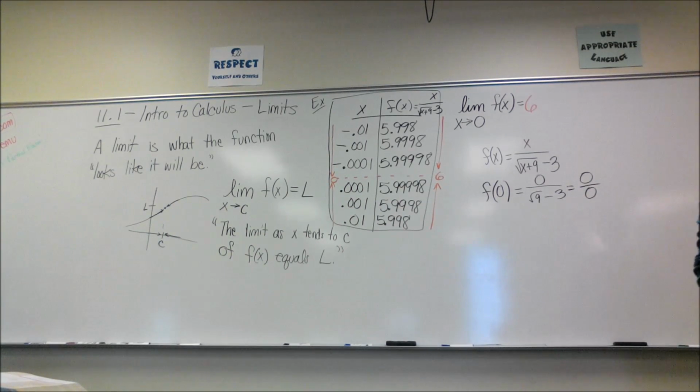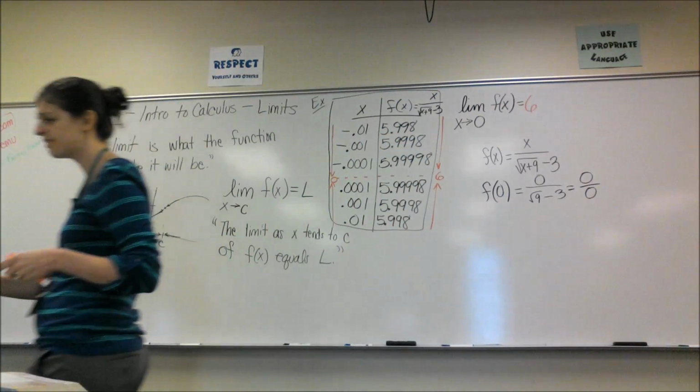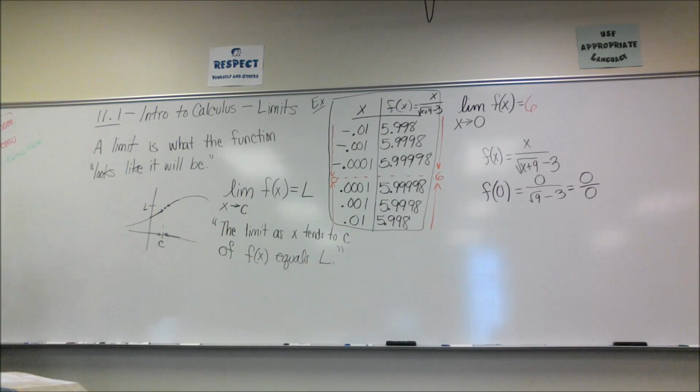Ladies and gentlemen, that's what we call indeterminate form. When you have a fraction that involves a 0, or an infinity, or negative infinity, it's called indeterminate form. It means you can't determine what that equals. It's not that it doesn't exist, you just don't know what it equals. The limit exists, the function value doesn't.